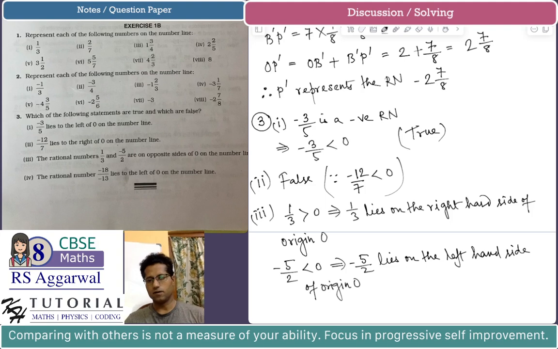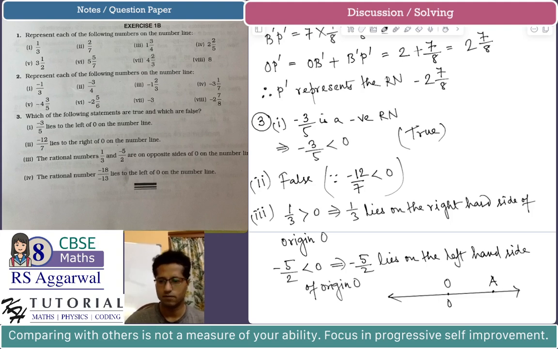And if we have two numbers, let's say this is the number line, we have the origin O which represents the value 0, and we have a number A, let's say on the right hand side, any positive number, and we have another number A dash which is less than 0, which will be on the left hand side of the origin O. So definitely A dash and A are on the opposite sides of the origin O on the number line. So part 3 is true.